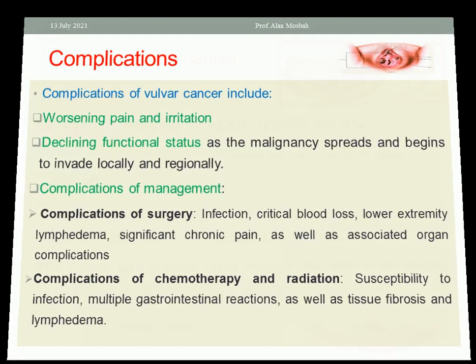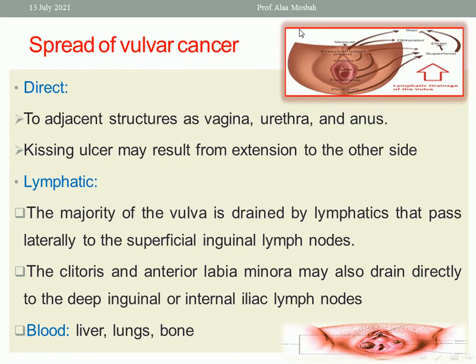What is the spread of vulval cancer? Please look at this picture. The spread may be direct to the adjacent structures like the vagina, urethra, and the anus. A kissing ulcer may result from extension to the other side, an ulcer on each side of the labia minora, for example. It may be due to direct extension or due to lymphatics crossing to the other side. So you will see an ulcer on the labia minora on the same side.